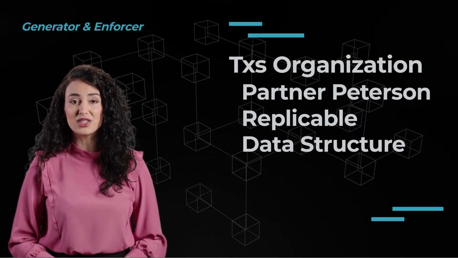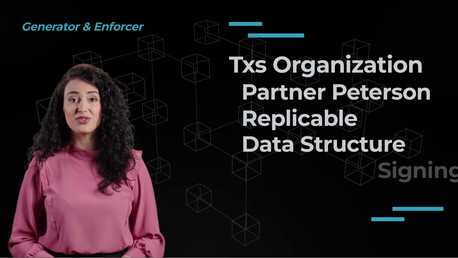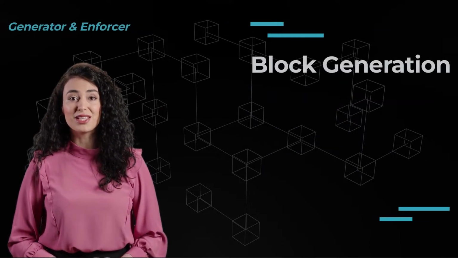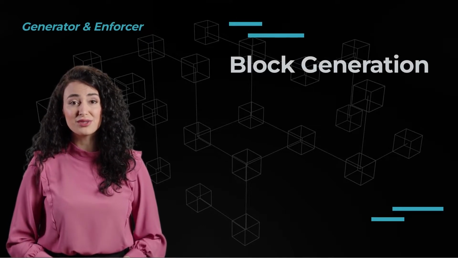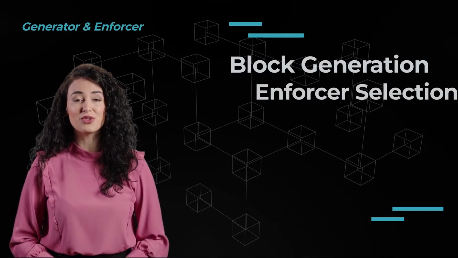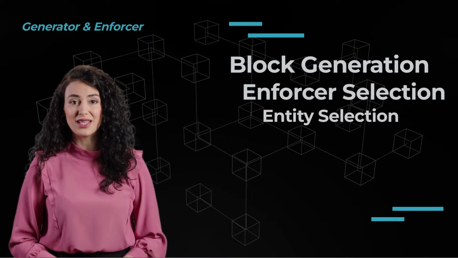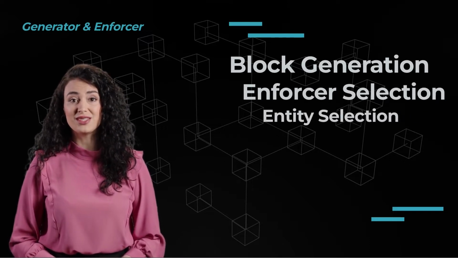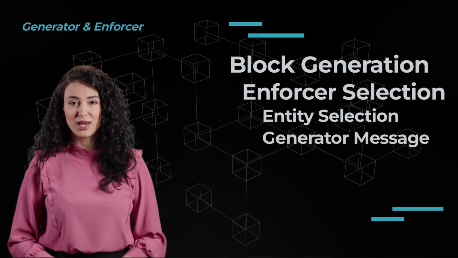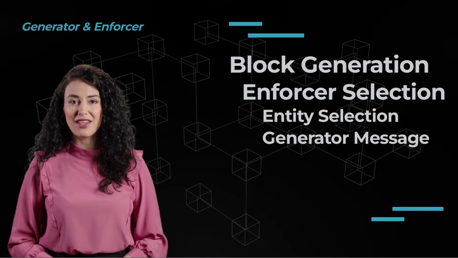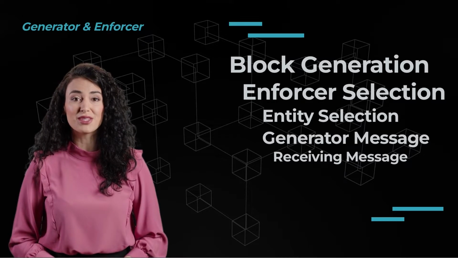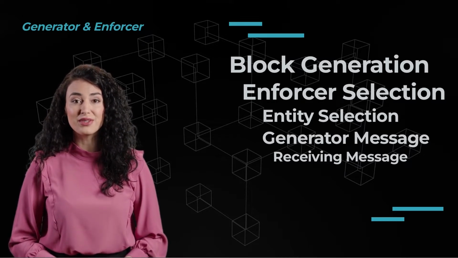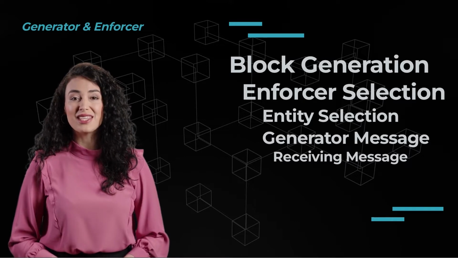Once the pre-block information has been gathered, the generator signs it, creating a signed pre-block. In order for a block to be considered valid, a comparison list from an enforcer must be obtained and comprised in said block. To do so, the generator would first select an enforcer using the entity selection process mentioned in a previous video. Then, the generator sends the enforcer a message comprising the signed pre-block information. The enforcer, after receiving the message, will do two things. First, it will generate its own Peterson using the Peterson generation process mentioned in a previous video. Then it will validate the message and its content.